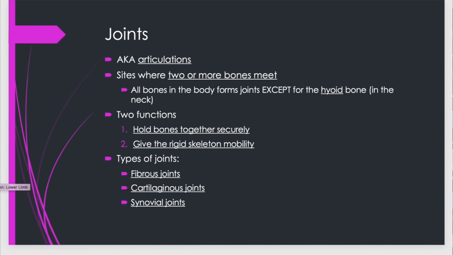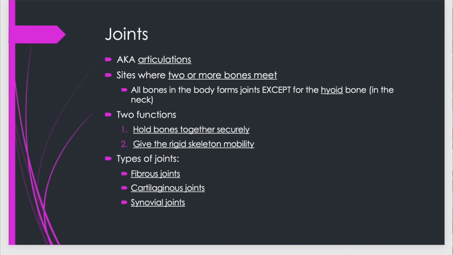Next we have your joints. Another name for them would be articulations, and they're really just points where 2 or more bones meet. All of your bones in your body form joints except for the hyoid bone, and the hyoid bone is in your neck. Your joints have pretty much 2 functions. They hold bones together securely, as well as give our skeleton mobility. The skeleton itself doesn't move unless there are muscles attached to it pulling on those bones. But without the joints there, the muscles could pull on the bones all they wanted, and there would be no movement.